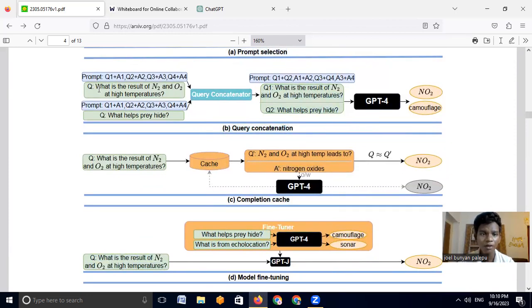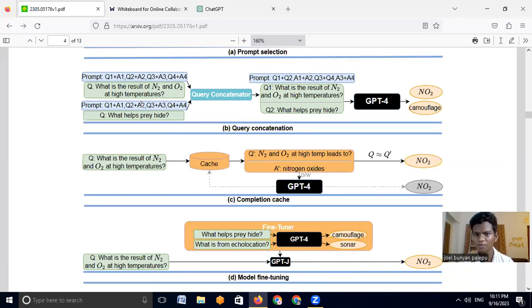We have one prompt: what is the real result of N2 and O2 at high temperatures? And we also have another prompt: what helps spray height? What we are going to do is concatenate them, creating one whole string in which we have both of these questions. We pass both questions to GPT-4 at the same time, and we get the output for each of these prompts, which is quite interesting and quite simple. It's very intuitive, without a huge lot of thought there. We're just going to concatenate prompts.